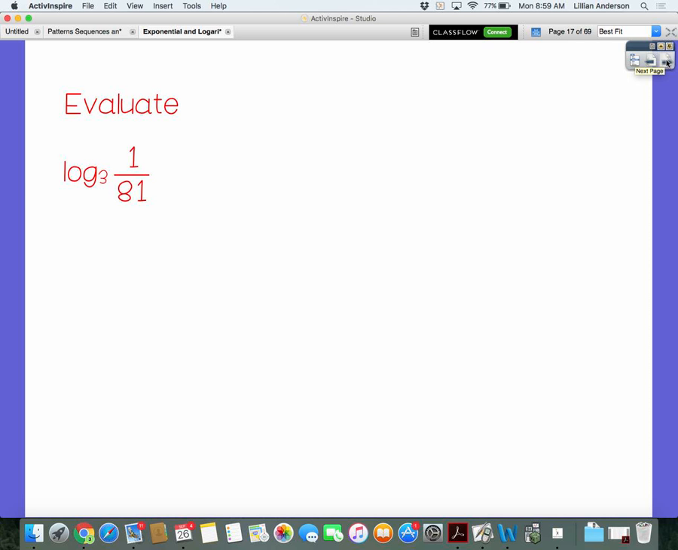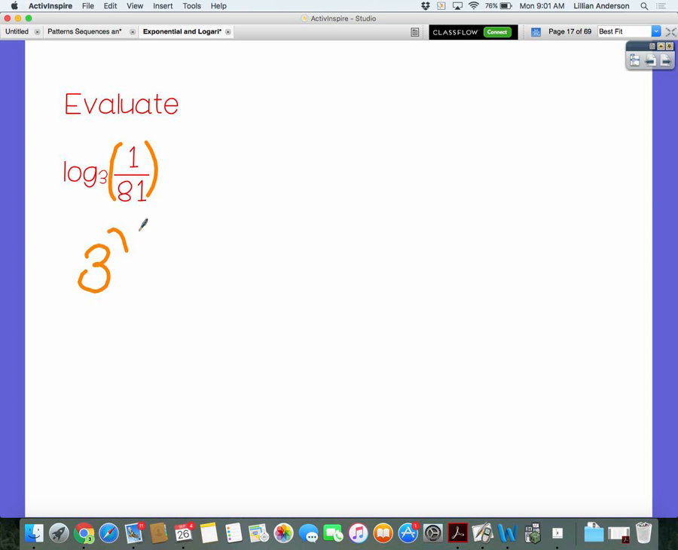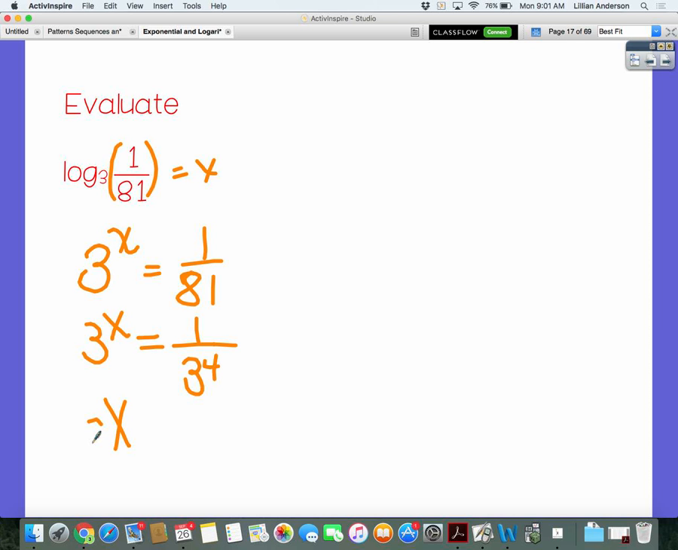Well, let's practice. Whiteboards out. I want you to evaluate log base 3 of 1 over 81. I'll give you 1 minute. It's -4. So it's going to be 3 to the x equals 1 over 81. Remember, 81 can be written as 3 to the what? 4. To bring it up so that it's not in the denominator, you make it a negative, and there you go. x equals -4.